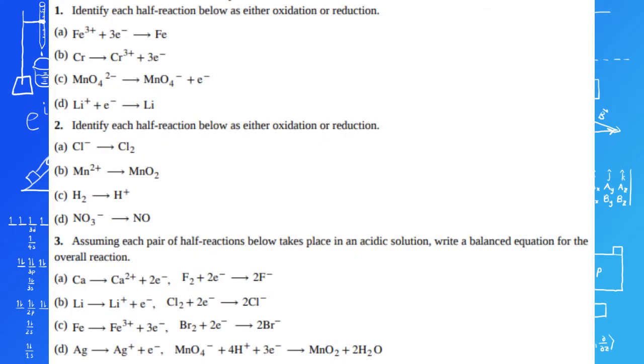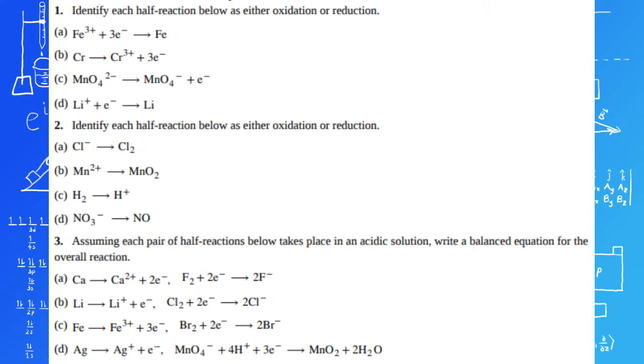First set of problems shouldn't be anything too difficult. It's basically a review of video 4. Identify each half reaction below as either oxidation or reduction. I'm not going to review that with you. We've seen a couple examples already in this video, and there's plenty more in video number 4. If at this point you can't recognize an oxidation from a reduction, then maybe you should stop this video and go back and review video number 4. Number 2, same thing. Number 3.